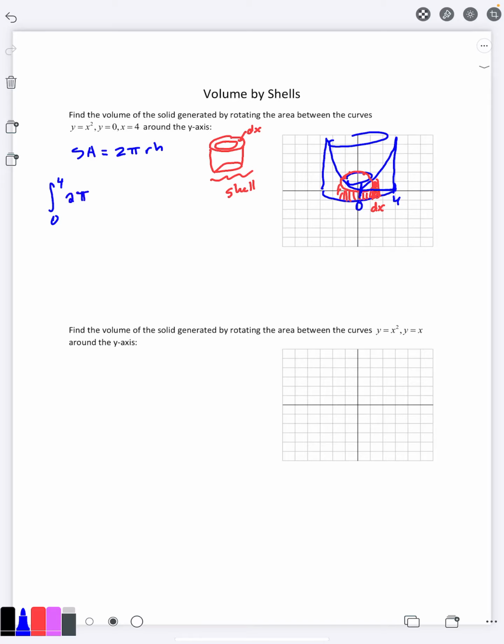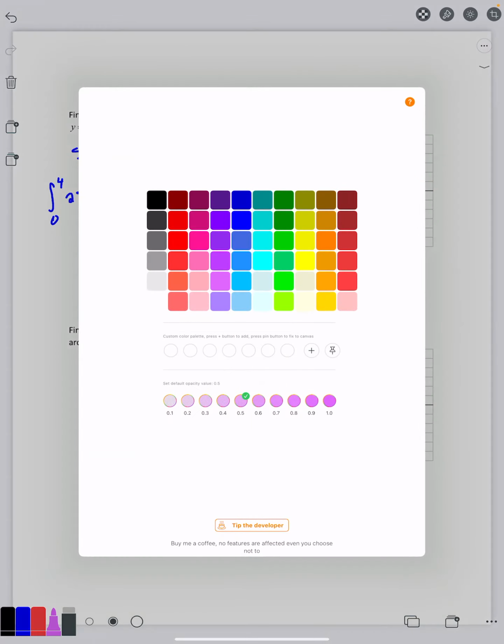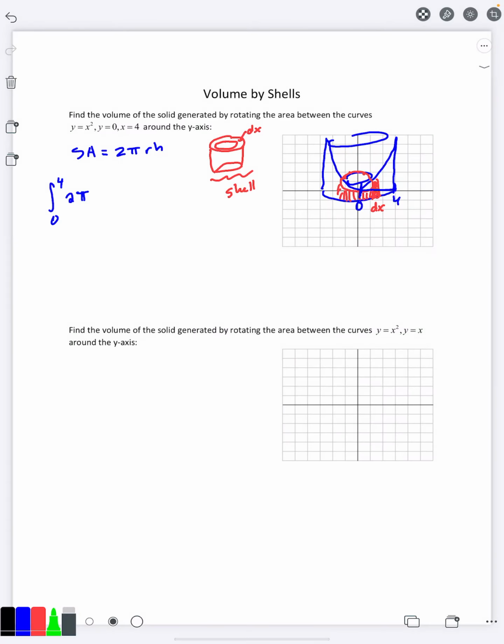Now we need to figure out our radius. The radius, in this picture right here, is how far away you are from where you're rotating around to the edge of your current shape. Since I'm rotating about the y-axis, I want to see how far away I am from this point. That's just going to be whatever the x-coordinate of that point is. So my r in this case is just going to be x.